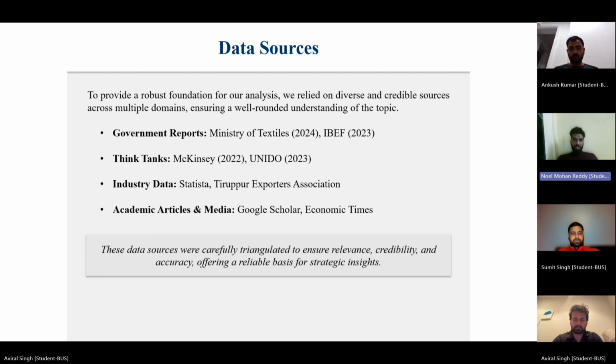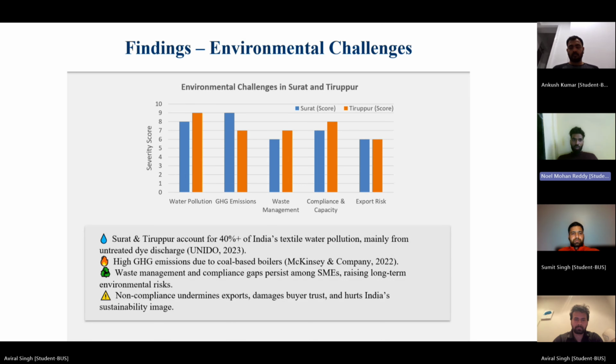We also found that only 30% of Indian textile SMEs have adopted any form of sustainability certification. This is not just a compliance issue, it's a missed opportunity. Certification opens the door to premium global buyers, many of whom are now mandating traceability and ethical production as part of their sourcing requirements. Environmental findings. Our environmental analysis highlights three major problem areas: water pollution, air pollution, and waste management.